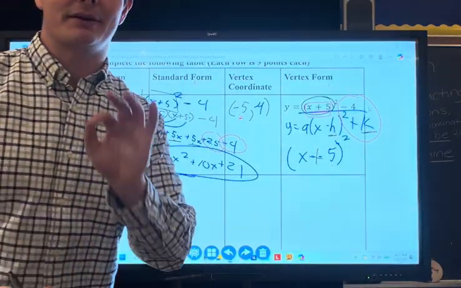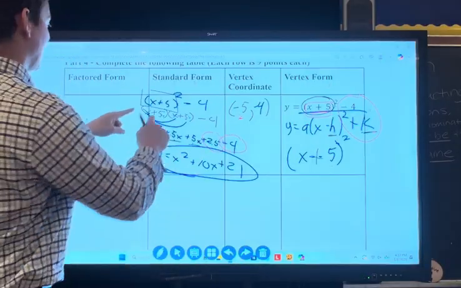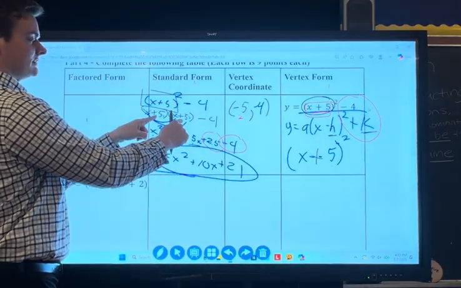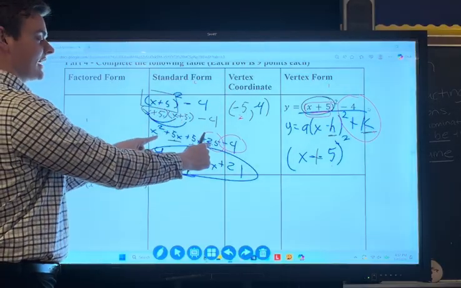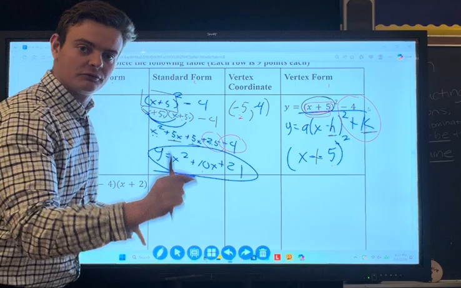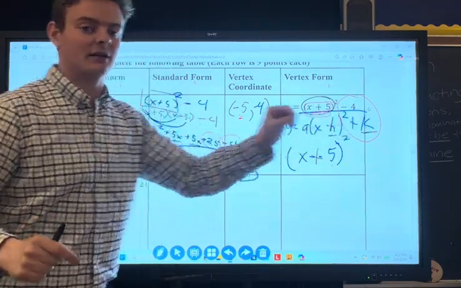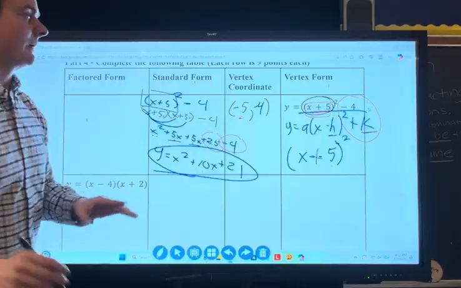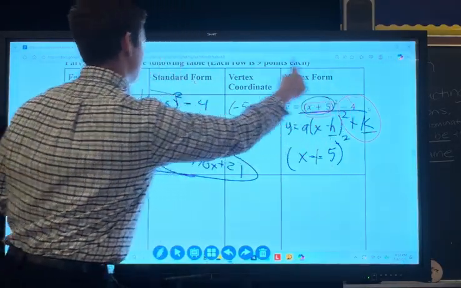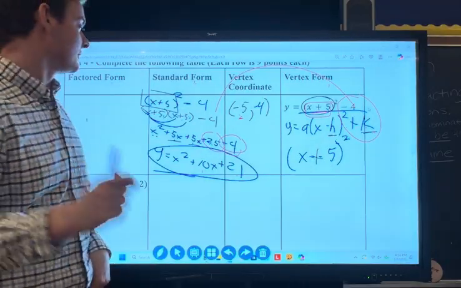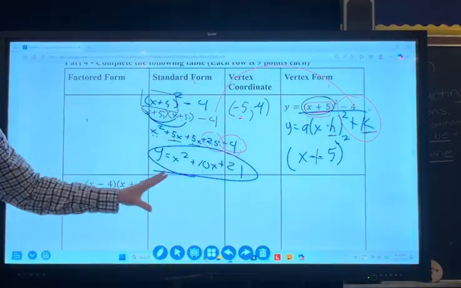I may have done that a bit fast. Do it one more time. I expanded my (x plus 5) squared. I rewrote it twice. I double distributed it and got this. Combined my two 5x's and got 10x. I don't forget about the minus 4 at the end. Younger Mr. Bateman would forget about that. You're going to be better than Mr. Bateman. You're not going to forget about it. That minus 4 and that 25 combined to be plus 21. That's it in standard form.